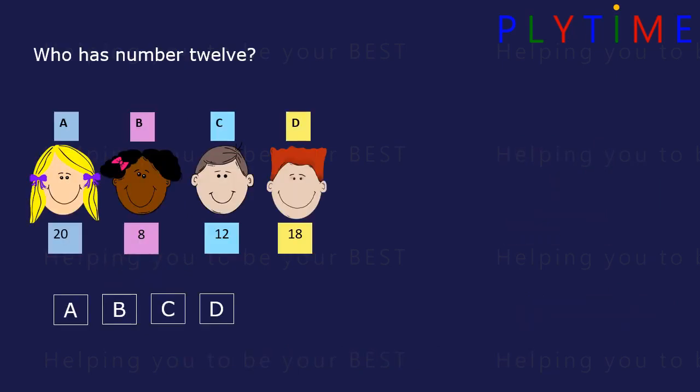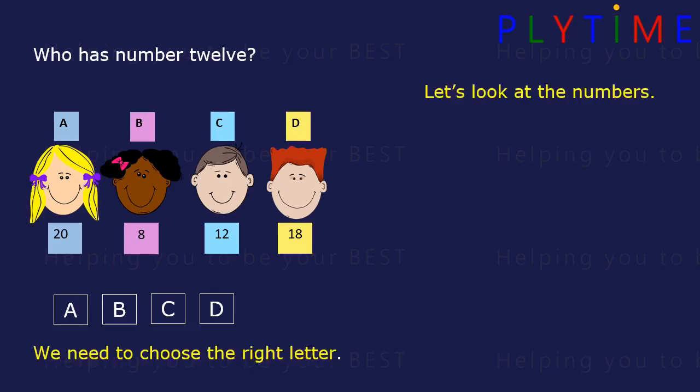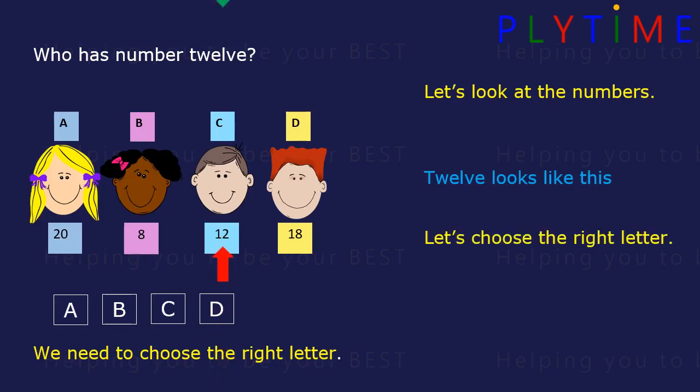Who has number 12? We need to choose the right letter. Let's look at the numbers. 12 looks like this, 1 and 2. Choose the right letter, letter C. Tick the right answer, letter C.